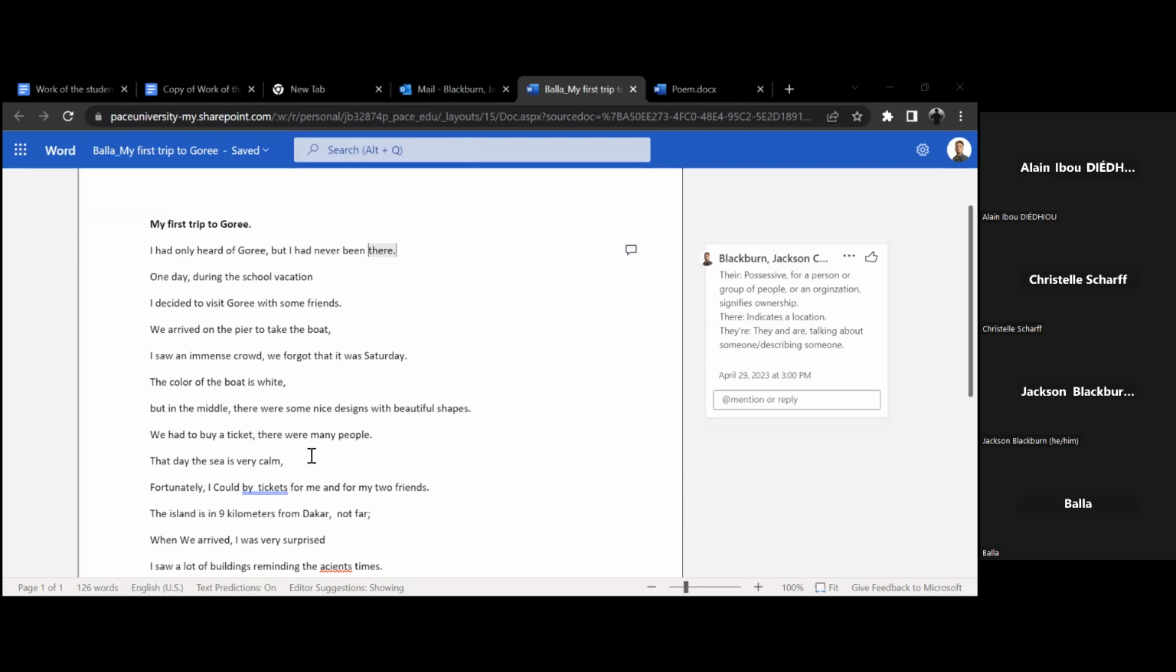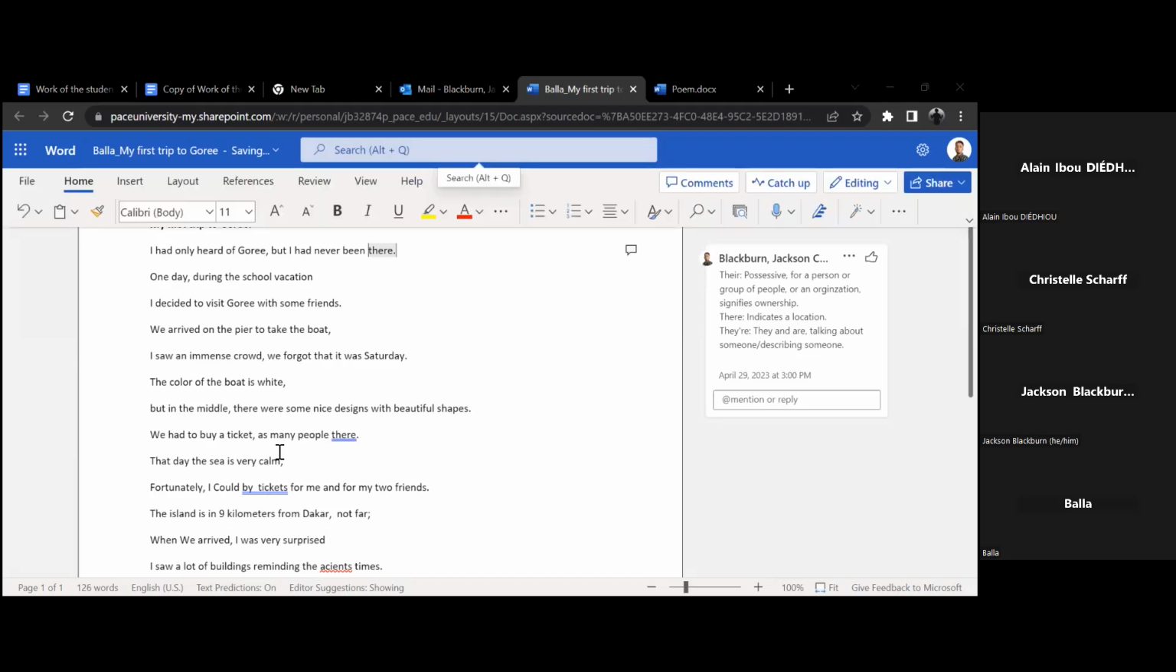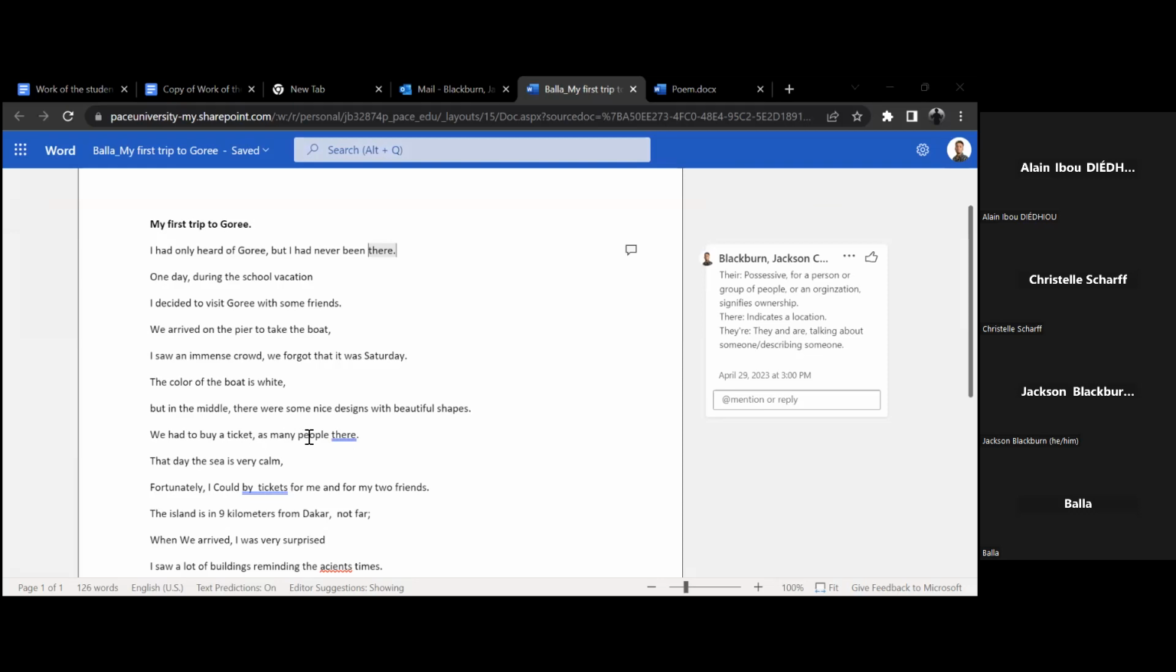It's just one more good. Let's buy a ticket. We could say, "as there were many people, as there were many people there." Again, we're using "there" as a location. Or we could even say "as many." That's it. Okay. Yes, "as we had to buy a ticket as many people were there."